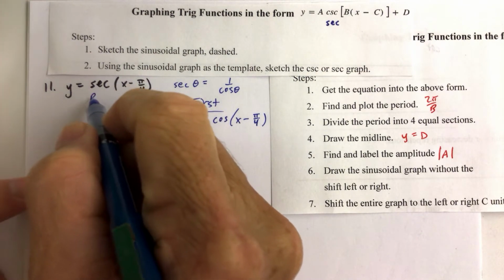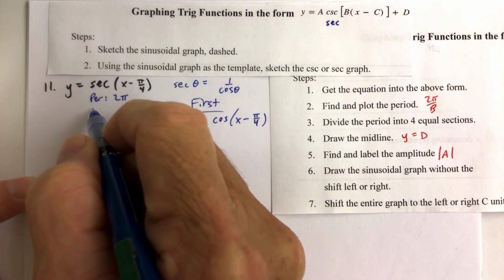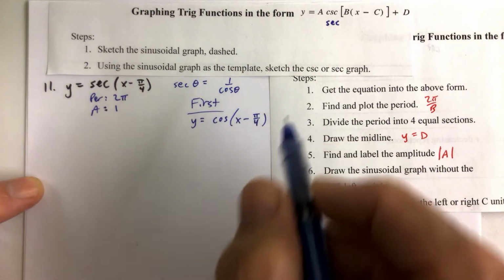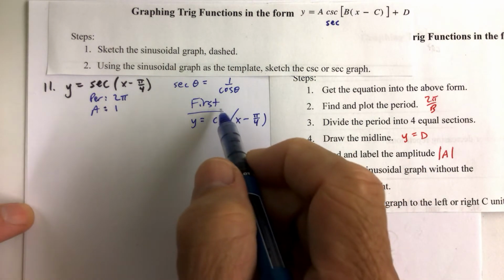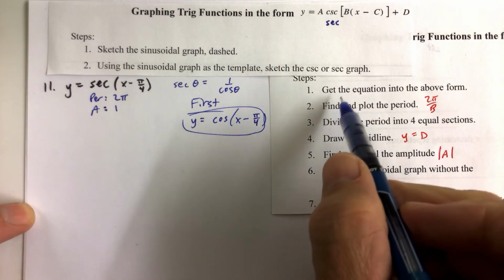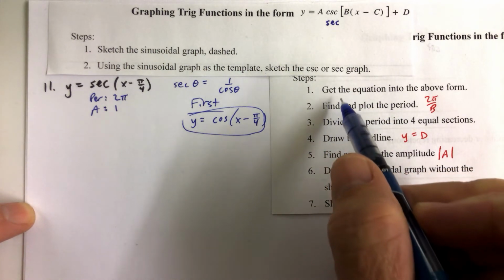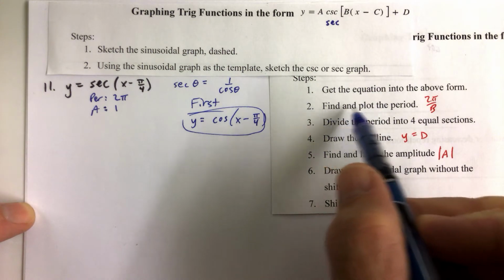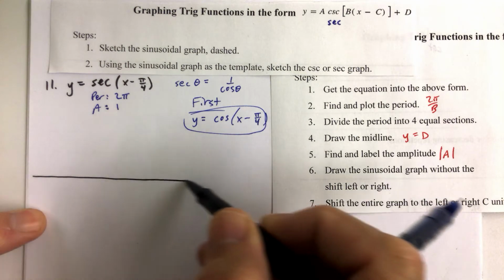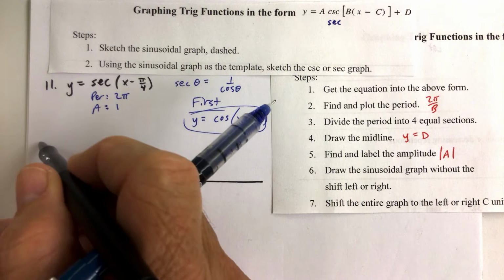We know that the period is 2 pi over b, which is 2 pi over 1, which is 2 pi. The amplitude is 1. And so if we just graph this function, we would just follow the steps that we've been talking about on this worksheet: get the equation in the above form. Done that, we found the period. We want to plot the period. So let's go ahead and do that. Ultimately, we're going to be moving this graph to the right, pi over 4.